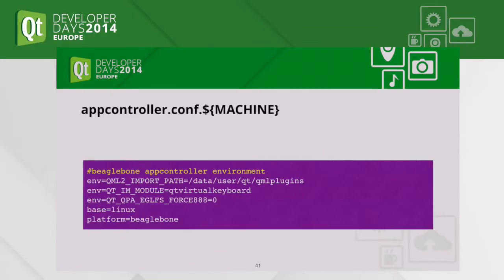AppController.conf is the actual definition of what environment variables you want to use by default when you're running your application on the device. You can see here, we're actually defining the virtual keyboard because the virtual keyboard needs to be loaded as an input method. But other things that you might want to add here: if your device has a touch screen and it needs special consideration of making sure that it's actually this input device, then you would define that here as well to make sure that you have touch support.